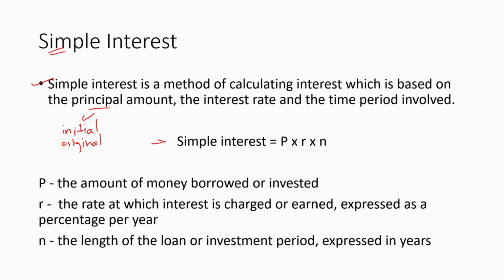This is the formula to calculate the simple interest: capital P multiplied by small r multiplied by small n. Capital P is the amount of money borrowed or invested. This is the initial amount or the principal amount. Small r is the rate at which interest is charged or earned, expressed as a percentage per year.